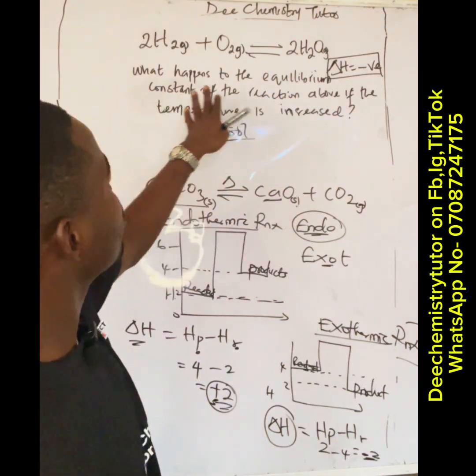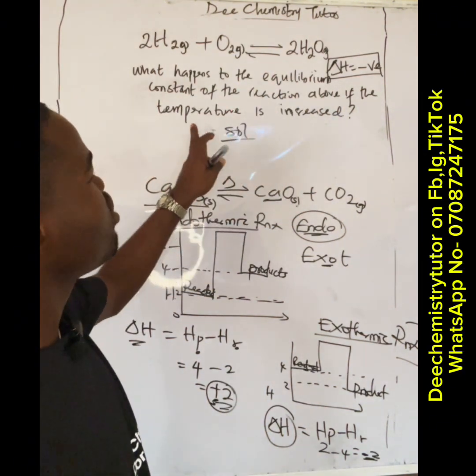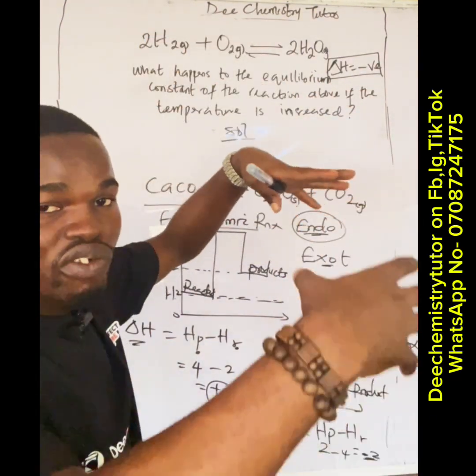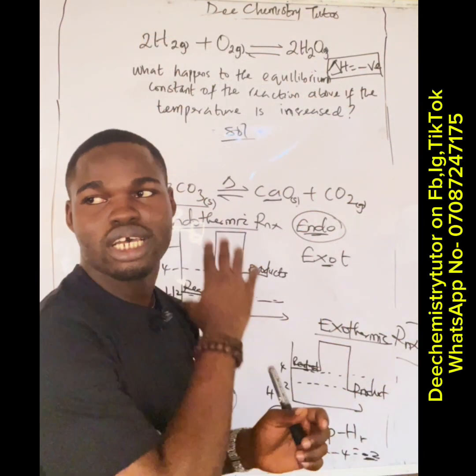So in this question, what happens to the equilibrium constant of the reaction if the temperature is increased? It will actually decrease. The equilibrium constant will decrease. It will favor the backward reaction. So that's the answer to this question.